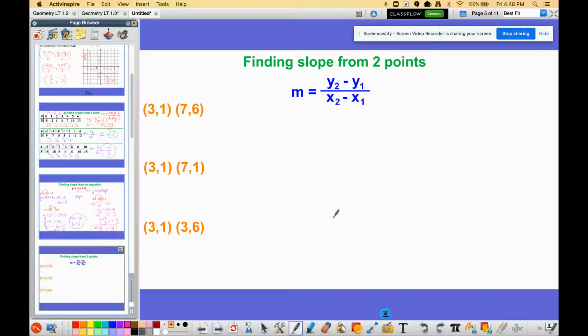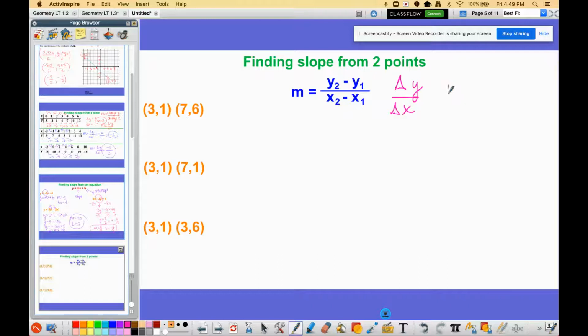Now, finding slope from 2 points. When we find slope from 2 points, there are lots of ways you can do it, but this is the easiest without graphing it: you take your change in y over your change in x, just like what we did when we were talking about slope before, right? Change in y over change in x.